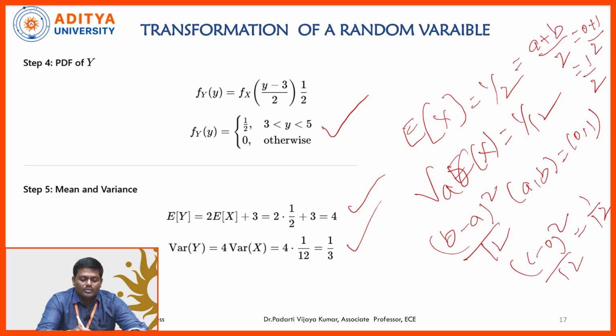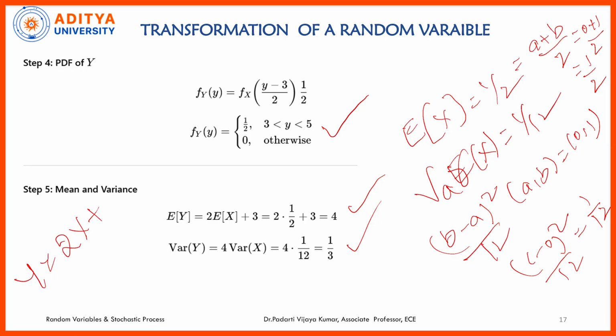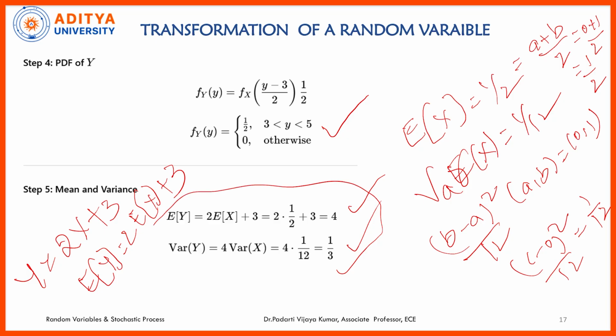Now, the transformation is given as y is equal to 2x plus 3. So the new mean value E of y is equal to 2 into E of x plus 3, and variance of y is equal to 2 square into variance of x. Variance of a constant is 0. So like this, with the help of transformation we can compute the new statistical parameters for the transformed random variable.